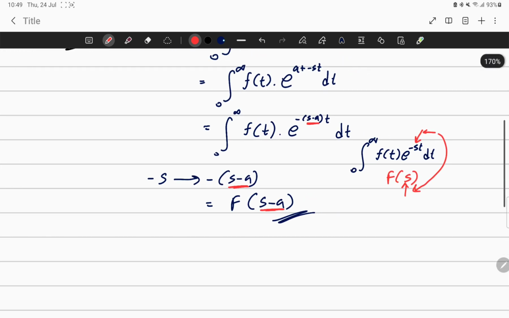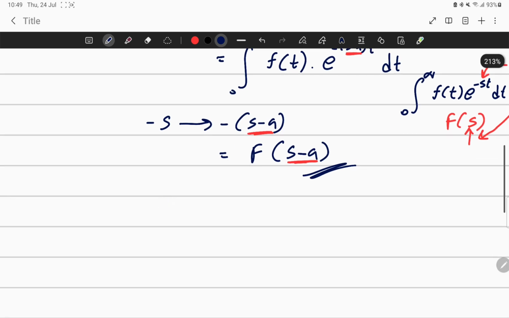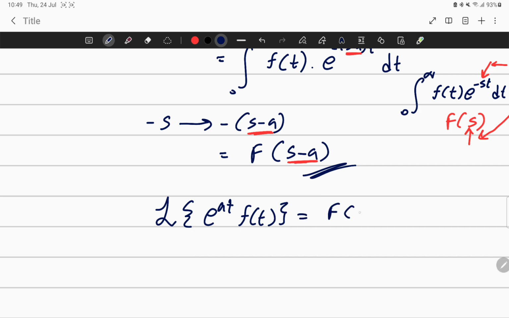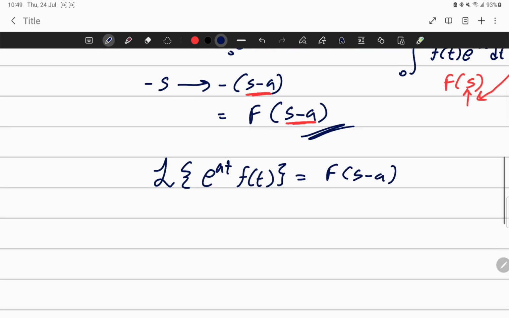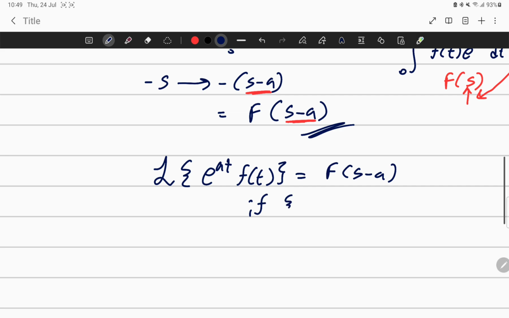Okay, so we have proved this theorem. The Laplace transformation of e to the at f(t) equals F(s minus a), if the Laplace transformation of f(t) is equal to F(s), right?